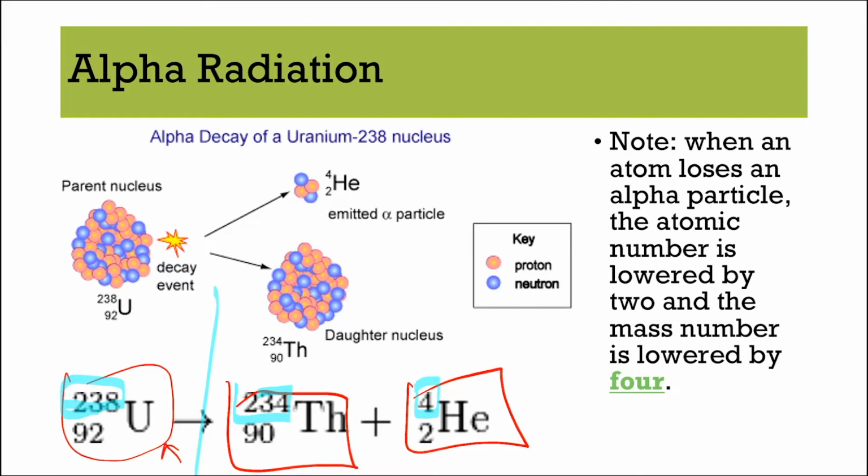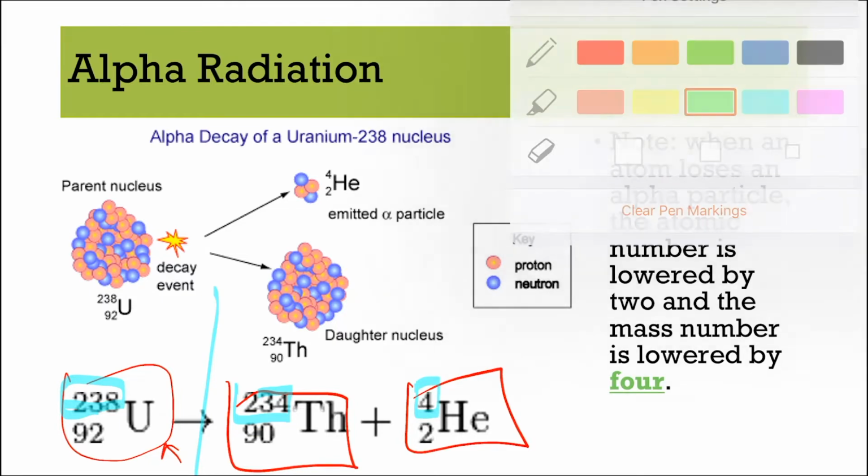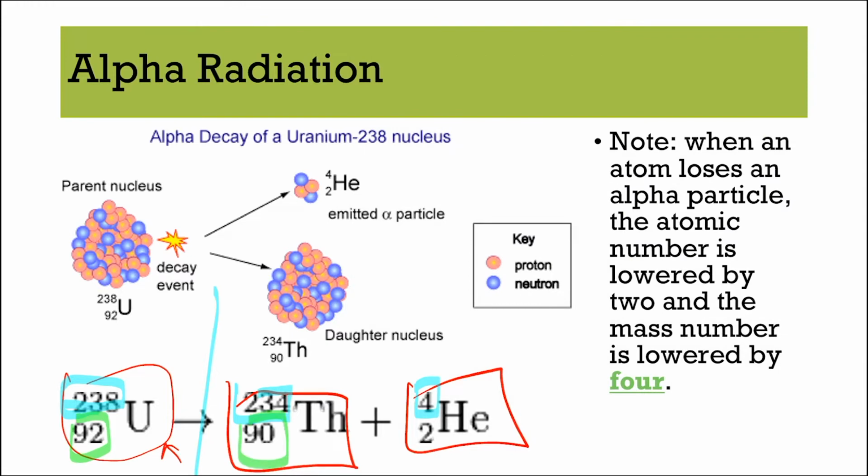If you add the mass of both things on the right side, it's also 238. Same thing with the bottom number. And as we work with these decay equations later on, that is super important. So this needs to be balanced, and that's called conservation of mass.